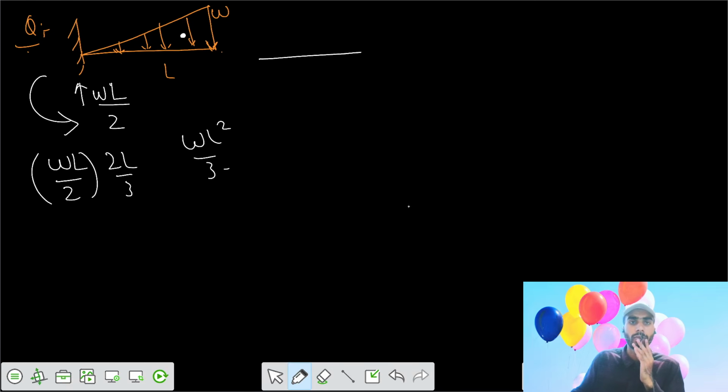Then you make the shear force diagram. Here the shear force value is WL by 2, and the slope here is 0 because loading intensity is 0. Then here the slope is minus W. Then you join the two; since the loading is 1 degree, you have the shear force curve as 2 degree.